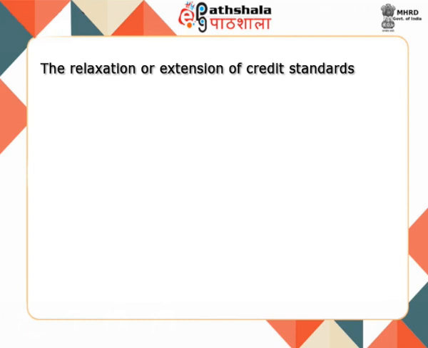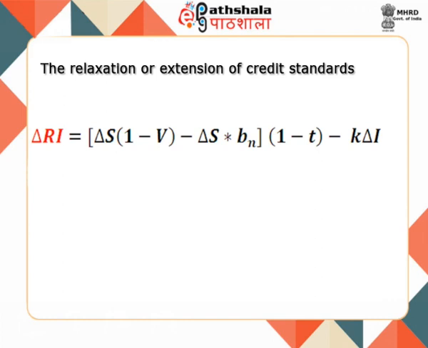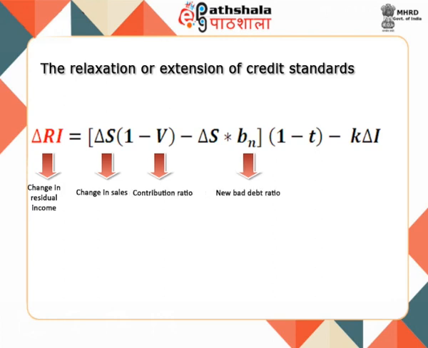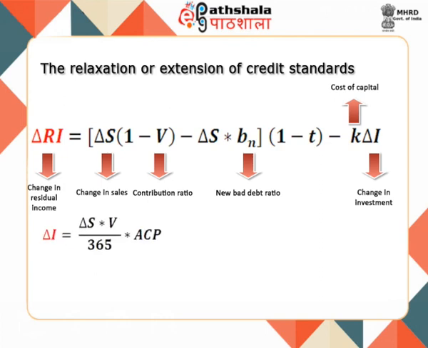For computation of the effect of relaxation or extension of credit standards, we can use the following formula, where delta Ri is the change in residual income, delta S shows the change in sales, 1 minus V is the contribution ratio, Bn is the new bad debt ratio, K is the cost of capital, and delta I is the change in investment. The change in investment can be calculated using the formula as shown here, where V is the variable cost ratio and ACP is the average collection period.